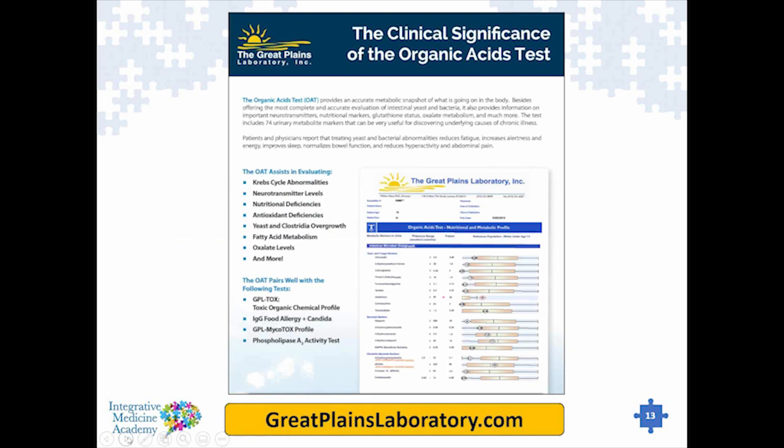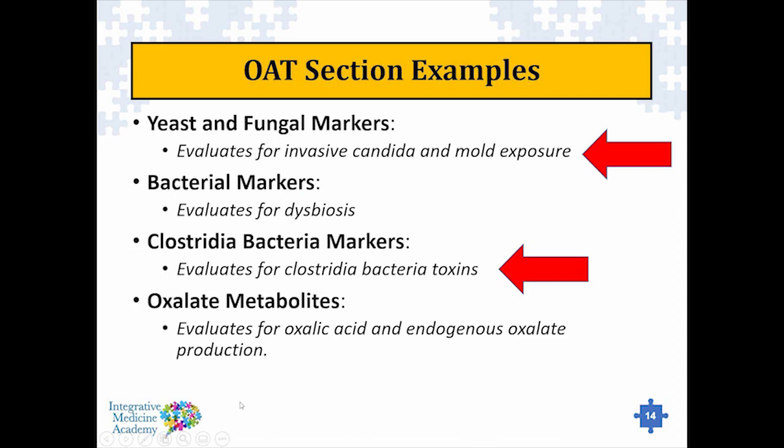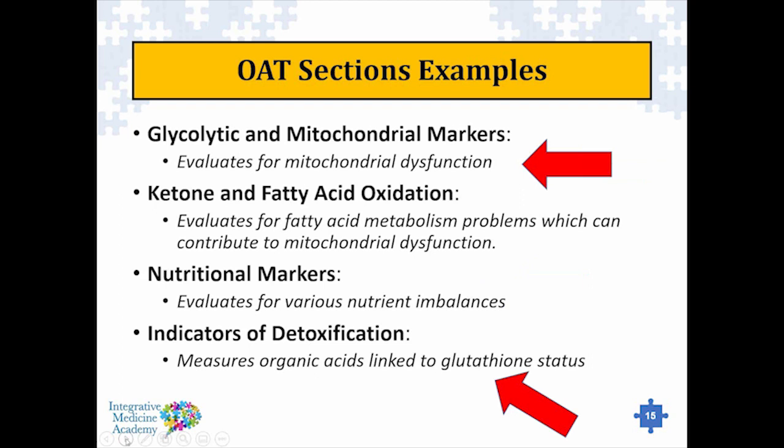And there's a lot to learn with this test. There's over 74 markers, I think 75 now, on this particular test that have tremendous clinical significance for people of all ages. So we've got markers for yeast and fungus, looking at invasive candida and mold exposure. We've got bacterial markers linked to Clostridia bacteria toxins that can not only have adverse effects in the digestive system, but also the brain and nervous system. We've got markers indicating mitochondrial dysfunction, which can compromise every organ system in the body.